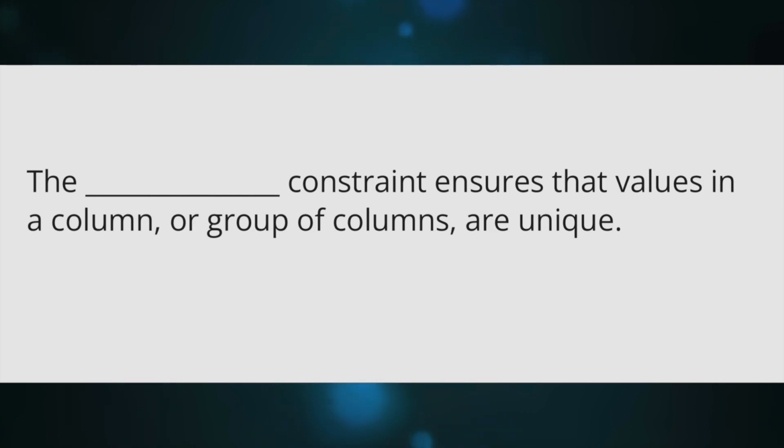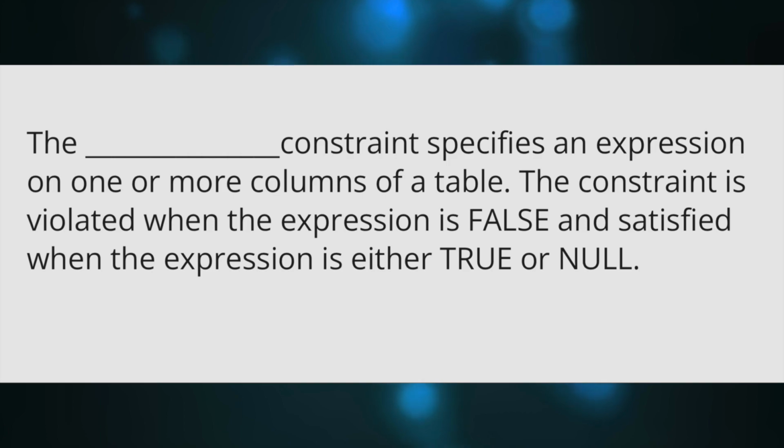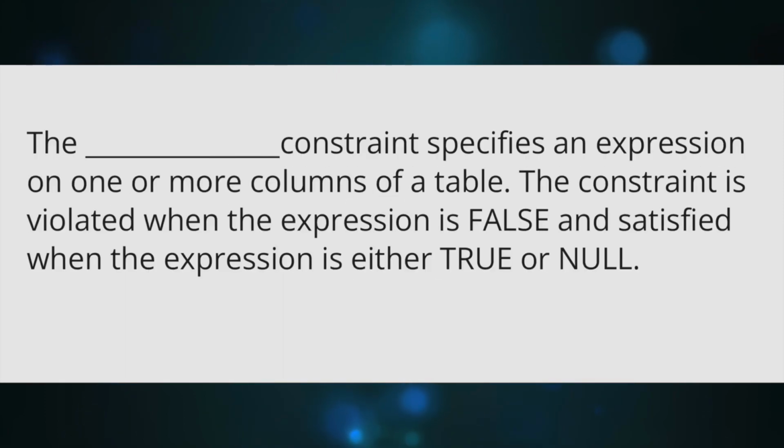Makes sense to me? The blank constraint specifies an expression on one or more columns of the table. The constraint is violated when the expression is false and satisfied when the expression is either true or null. So the check. The best way to remember this is you're checking something, right? I'm going to check it and make sure it's good. So the check constraint specifies an expression on one or more columns of the table, to make sure everything's on the up and up, and the constraint is violated when the expression is false, meaning if it doesn't check out to be what it's supposed to be, then it's no good.